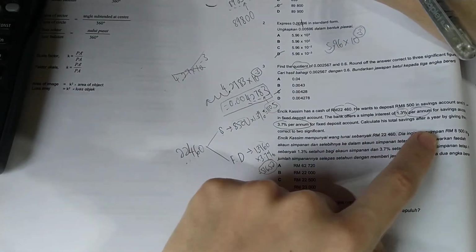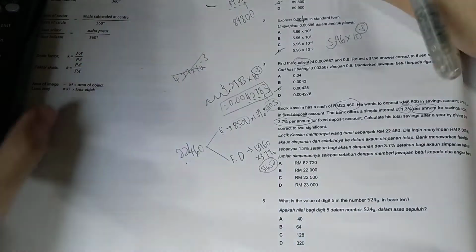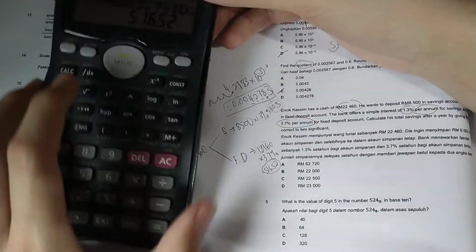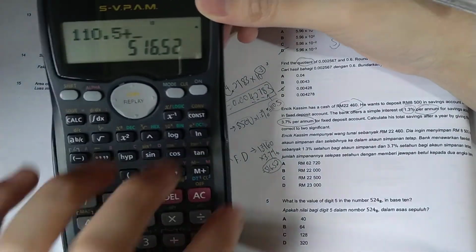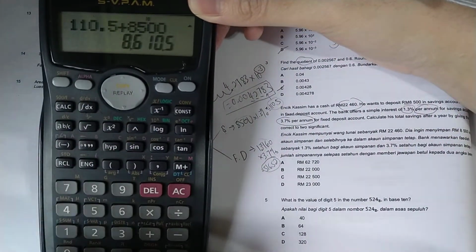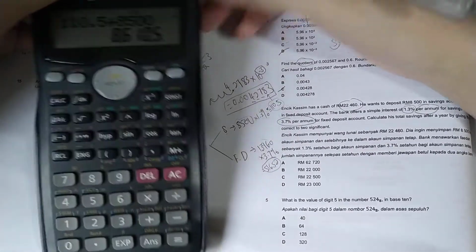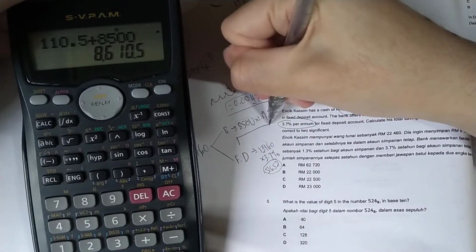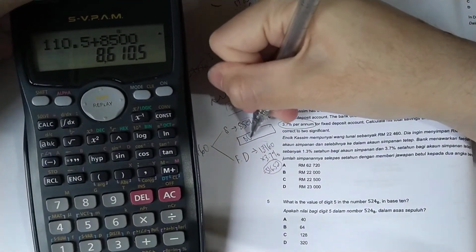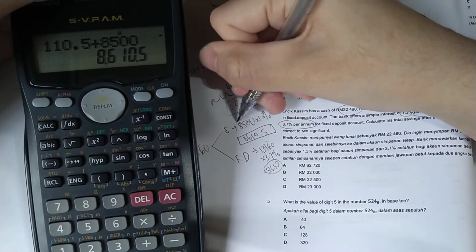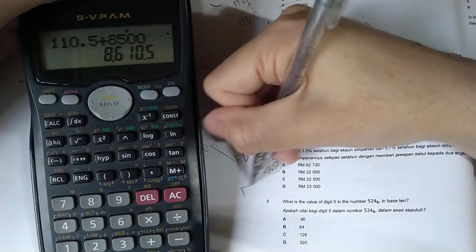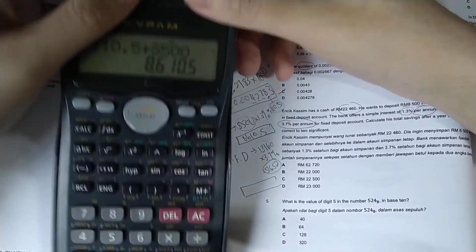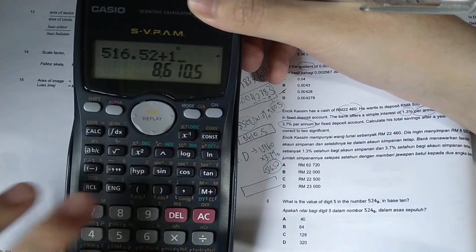Calculate his total savings after a year. So I think you need to add everything. Okay, I think you need to take 110.5 plus 8500. Okay, and that will be the total savings, 8610.5. Like the saving and the interest earned, right? And here also do the same thing, 516.52 plus 13960.